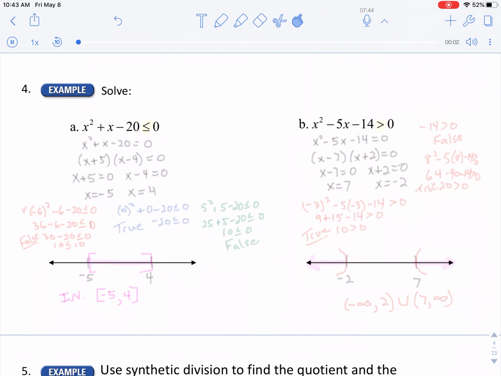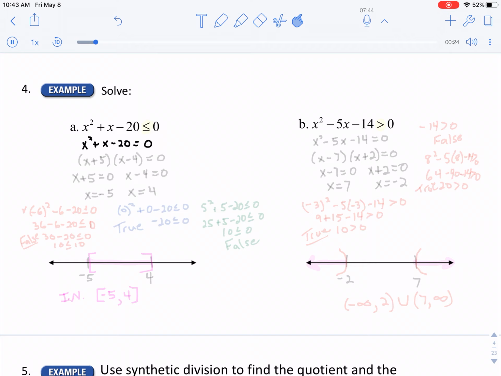This is exam review for spring semester, problem number 4. The first thing I'm going to do is pretend that it says equals 0 instead of less than 0. I'll go ahead and rewrite that for you, even though it's not necessary: x squared plus x minus 20, and I'm going to pretend it says equals 0.